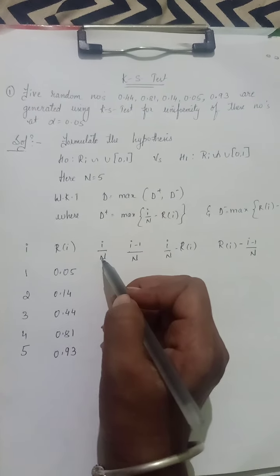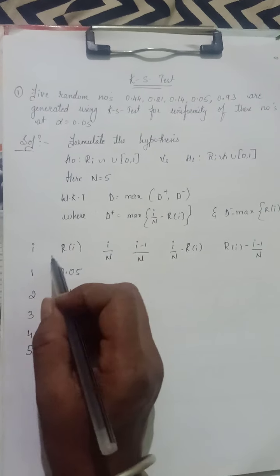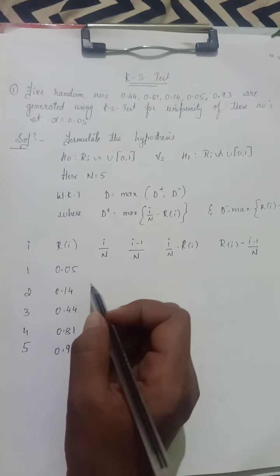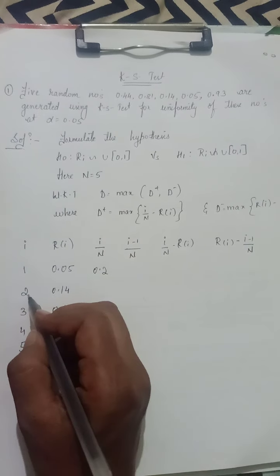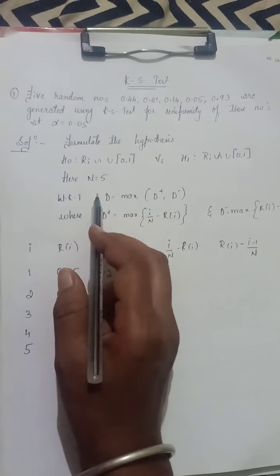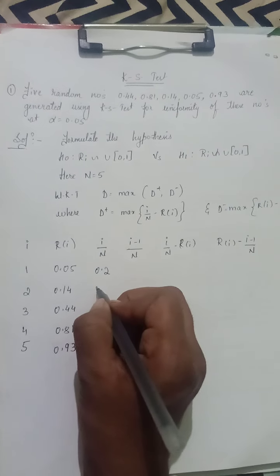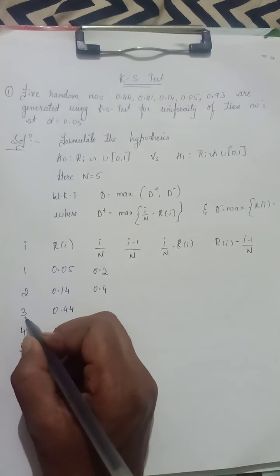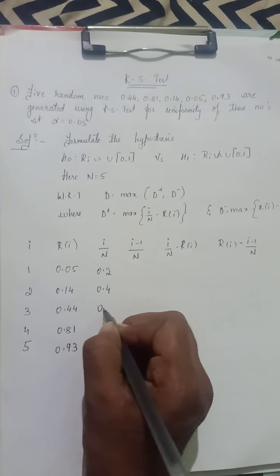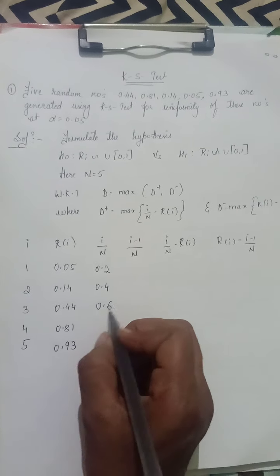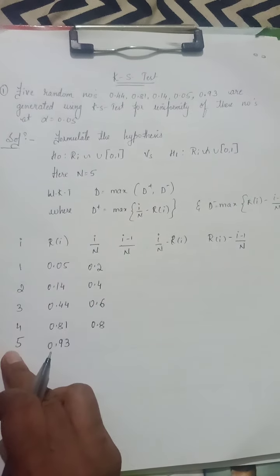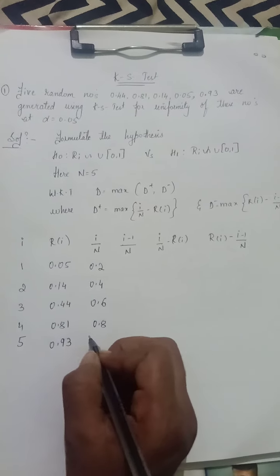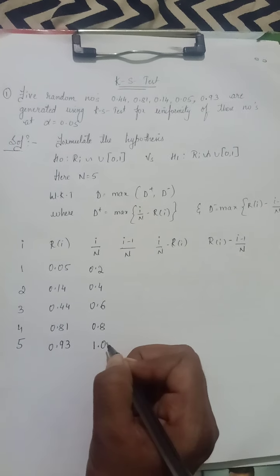Now i by n: what is the i value? 1 and the n value is 5. So 1 by 5 is 0.2. The next, the i value is 2 and n is 5. So 2 by 5 is 0.4. The next value, 3 by 5, is 0.6. The next value is 4 by 5, that is 0.8. The next, the i value is 5 and n value is 5, so it will be 1.0.